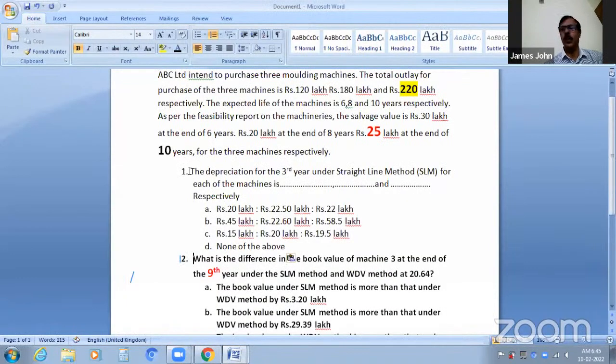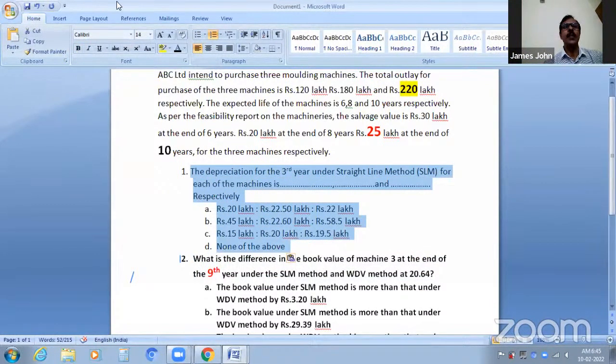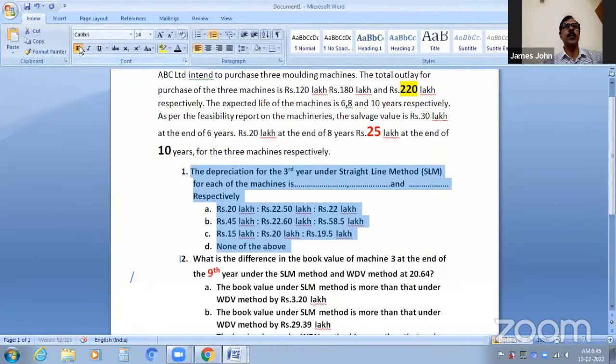Now the question is: 120 is the original cost of the first machinery. Its salvage value is 30. Okay, sir, I understood. Not at the end of the 10th year, they have asked only for a particular year. Right, okay. Yes, clear. Sir, you have another question?